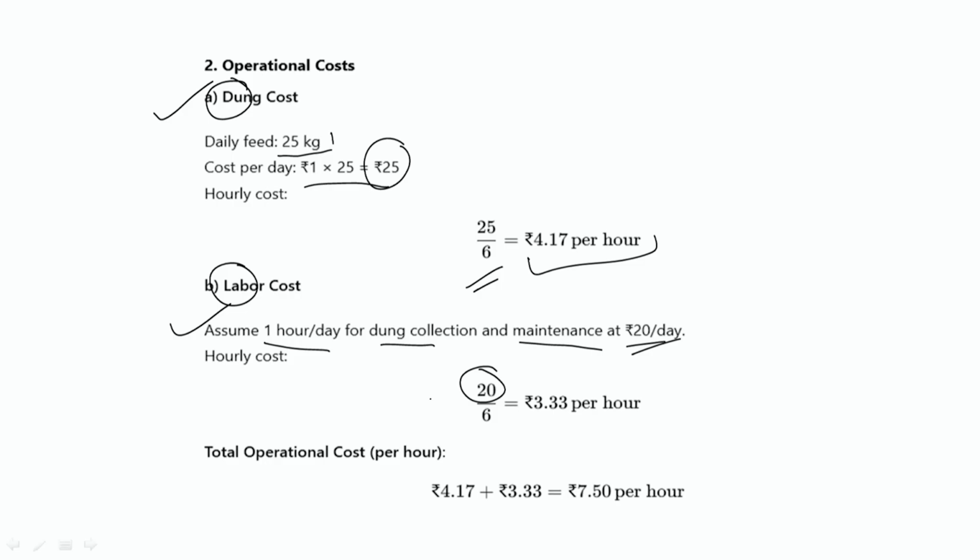So ultimately we can say that 20 rupees in 6 hours comes to 3.33 rupees per hour. So the total operational cost on a per hour basis is 4.17 rupees plus 3.33 rupees, summing it up to 7.50 rupees per hour.